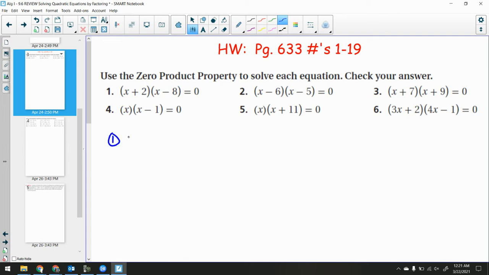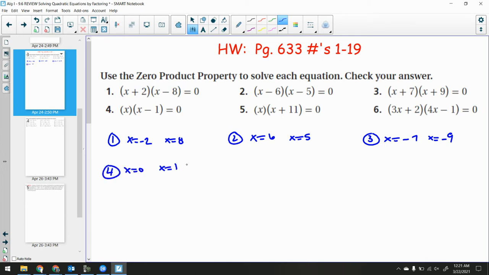So for number 1, you're going to have x is equal to negative 2 or x is equal to 8. Number 2, we're going to have x is equal to 6 or x is equal to 5. Number 3, you're going to have x is equal to negative 7 or x is equal to negative 9. Number 4, you're going to have x is equal to 0 or x is equal to 1.